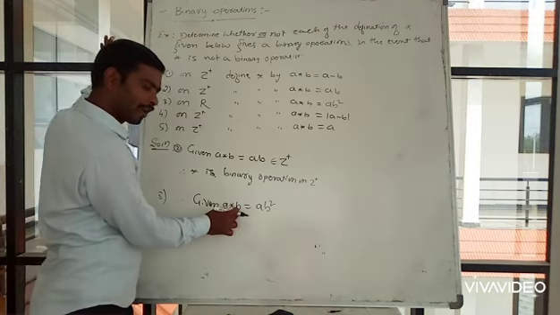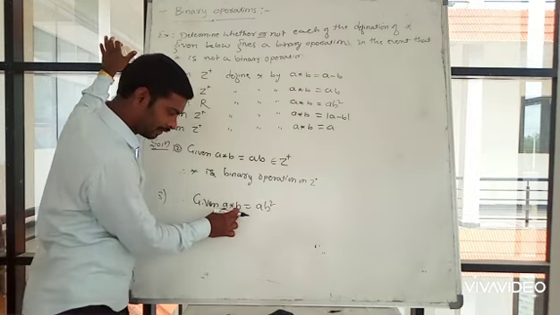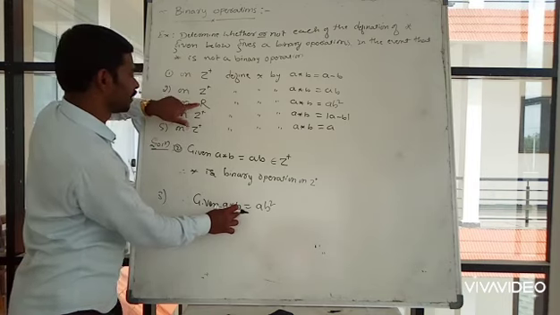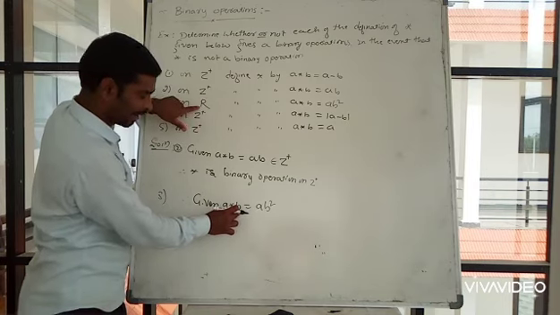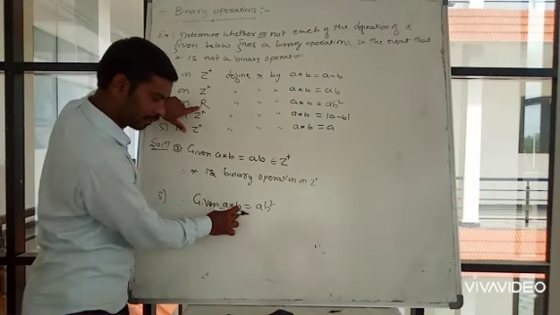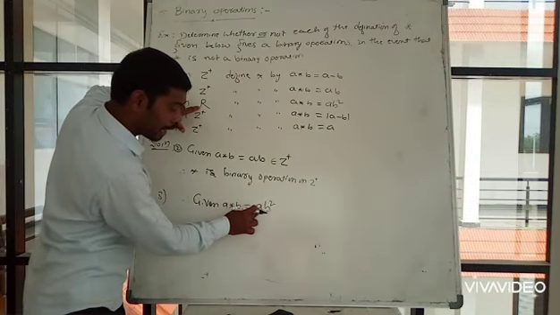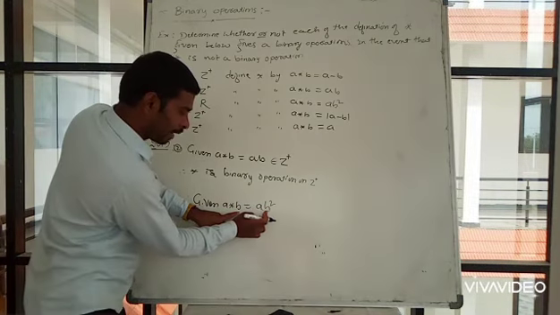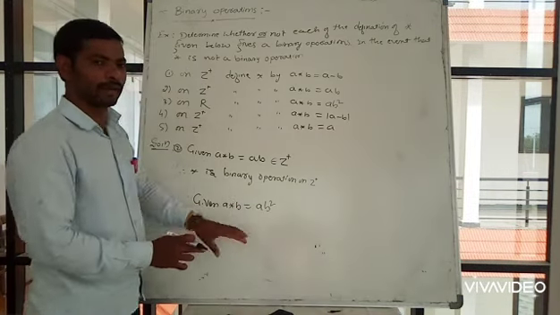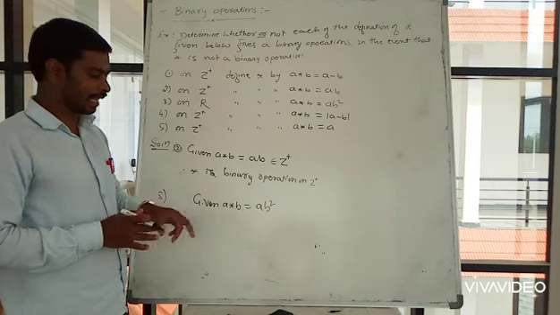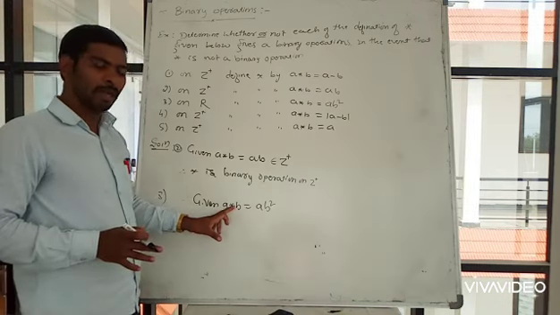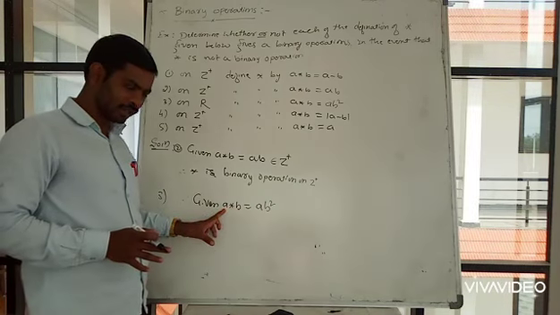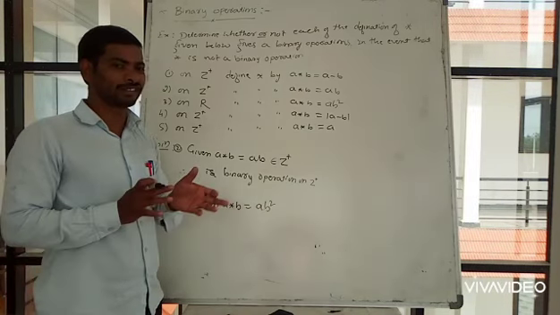So here A star B is defined, and A and B are any real numbers. It is defined on the set, meaning these are any arbitrary real numbers. It is defined as A into B square, meaning the square of the second element into the first element. That is the definition. A is a real number, B is also a real number. The result is A into B square.